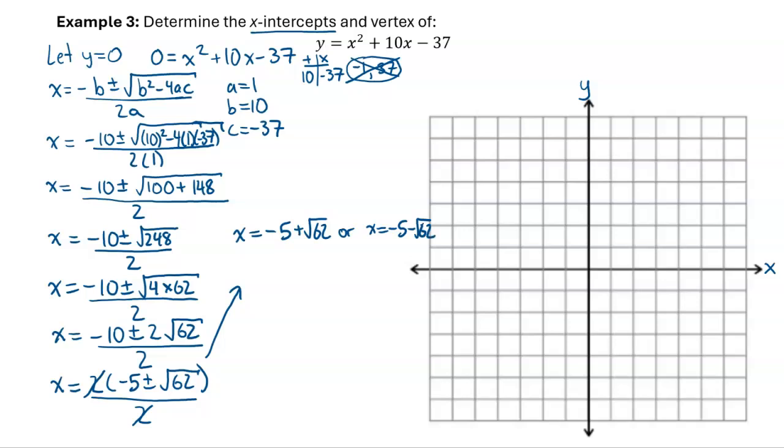Now that doesn't make a lot of sense as far as the graph is concerned, so that's where we do want to put it in our calculator and figure out what those approximate values are. So this is 2.874, and if I do the other one, negative 5 minus root 62, I get negative 12.874. And those are my x-intercepts.